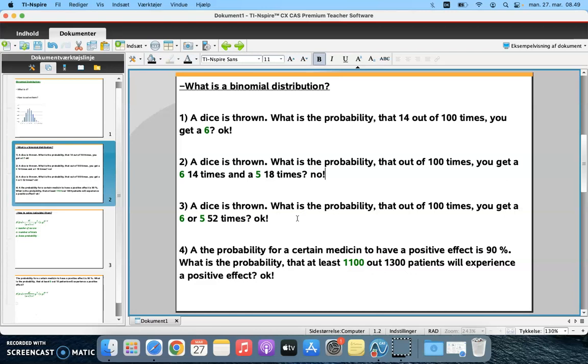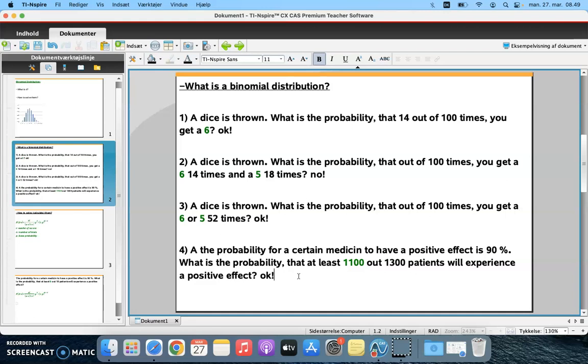The third one, a dice is thrown. What is the probability that out of 100 times you get a 6 or 5 52 times? This one is a binomial distribution because 6 or 5 belong to one package together. So either you get 6 or 5 or you don't. You don't calculate them separately. So again, here you either get this or you don't. You don't have three different options like the example above. So this one here is also a binomial distribution.